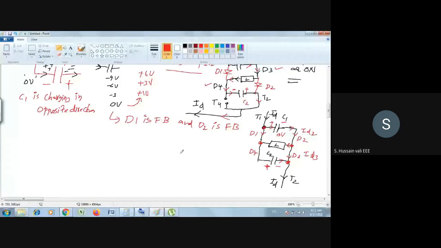Now let me redraw the circuit once again. So here is the capacitor. Now D2 is turned off. Why is D2 turned off? Because this becomes plus, this becomes minus. Very simple reason why it is turned off. And then here D1 is conducting. This is T1, this is D1. Then after that the current in the load gets reversed now. Current in the load gets reversed now.